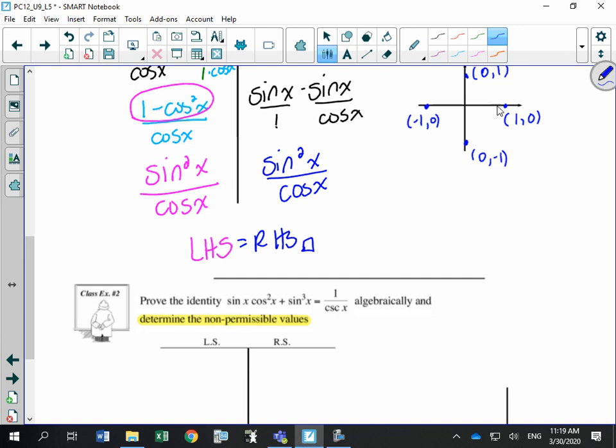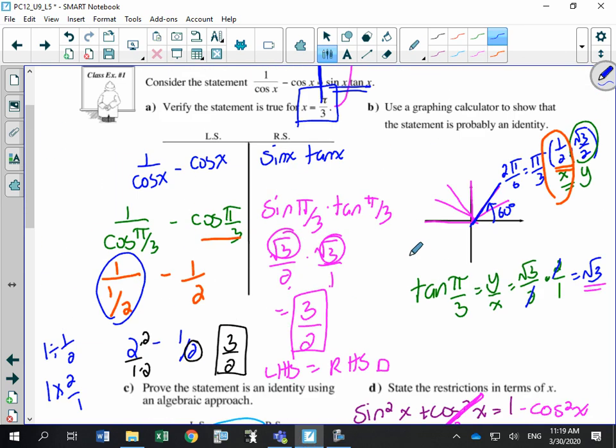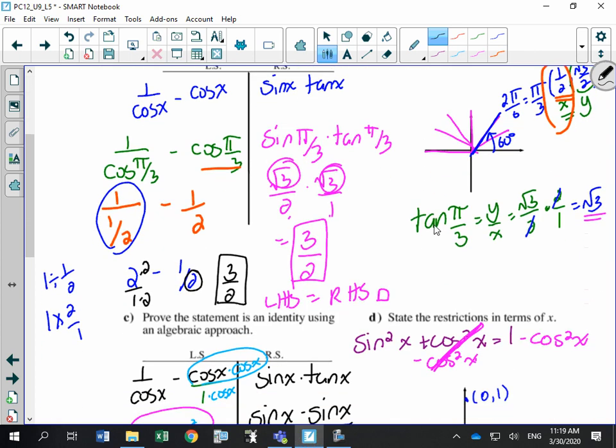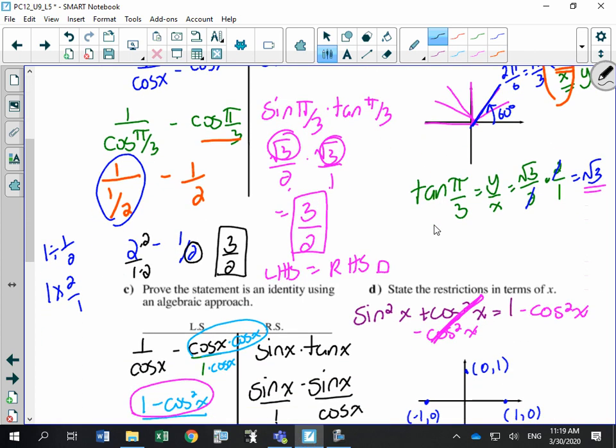Okay, B says use a graphing calculator to show that the statement is probably an identity. So if you were to do B, and I'm not going to graph it for you, but you could if you want to check this out, on the right-hand side of the equal sign, you could punch this into y1 on your calculator, and on the left-hand side, y2. And if y1 is equal to y2, the graphs are going to be identical. Okay, so we won't do B. And I'm not going to assign any calculator questions for the homework.